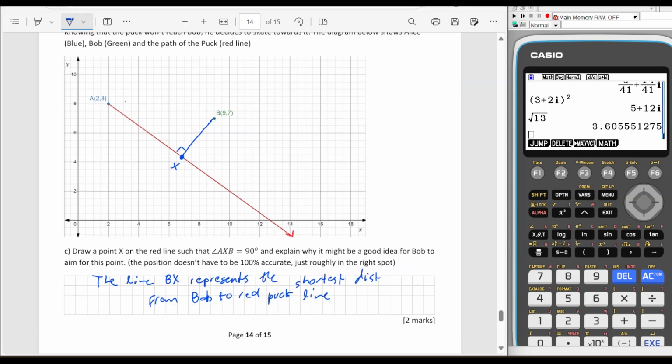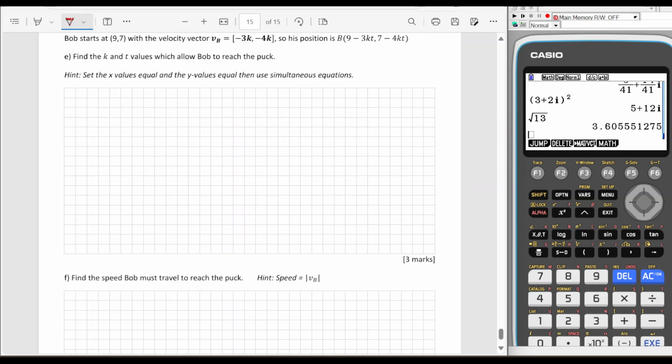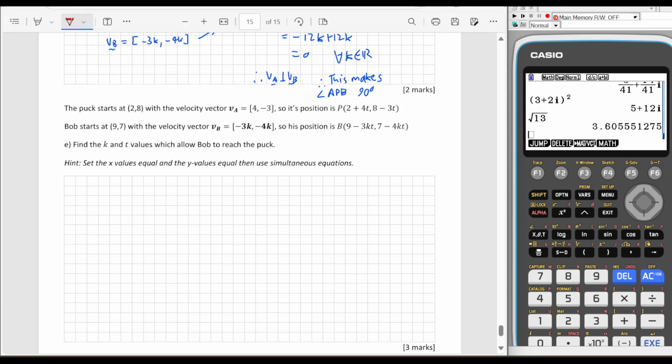So yes, this vector here is traveling in the direction of Bob's velocity, and this vector here is traveling in the direction of the puck's velocity. So we've managed to show that they're at right angles to each other, which is exactly what we wanted. Groovy, all right. Okay.